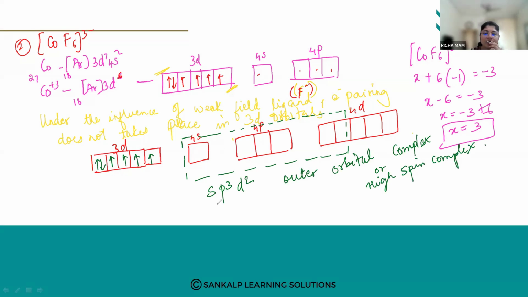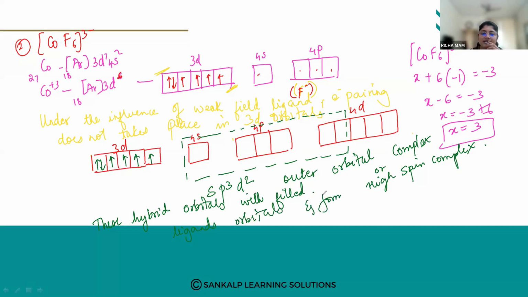So here, these are the hybrid orbitals. These hybrid orbitals will be filled with ligand orbitals, and form 6 coordinate bonds.